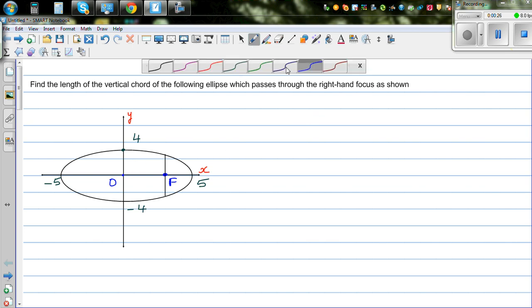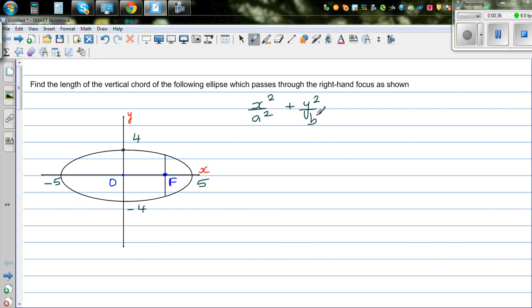Hopefully you know the equation of a standard ellipse is x squared over a squared plus y squared over b squared is equal to 1. Comparing this with this equation, a squared is equal to 25, and b squared is equal to 16. Because a is plus or minus 5, I call this the major radius, and this is the minor radius. So a squared is 25 and b squared is 16.